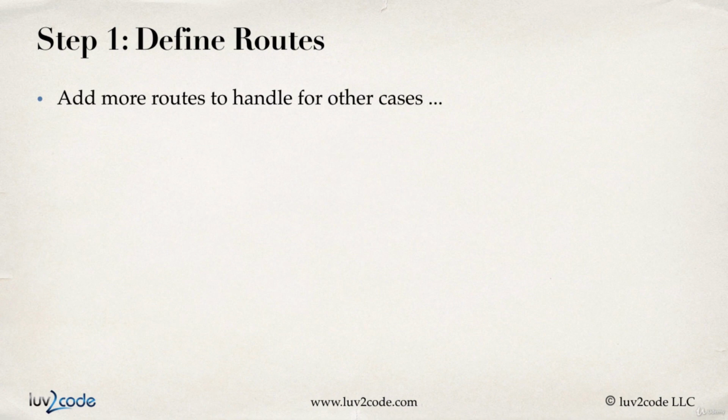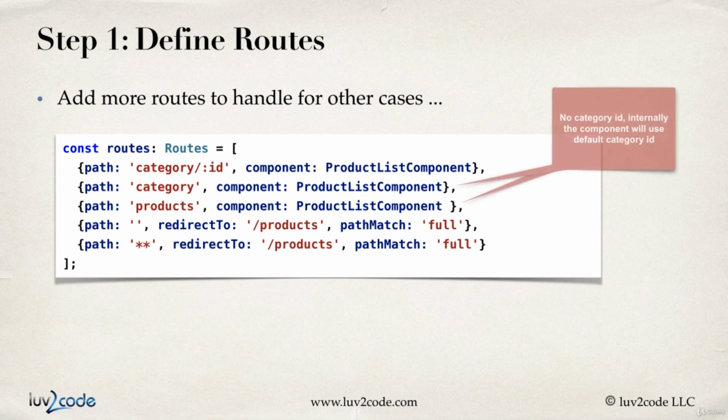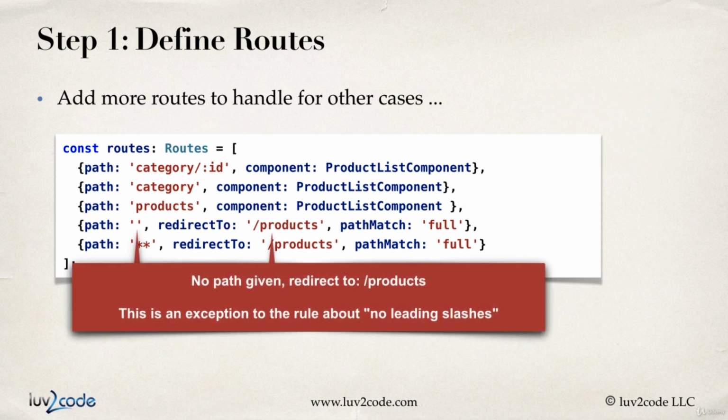And we can also add more routes to handle for other cases. So here's my list of routes. Note here entries number 2 and 3. This is for category products. There's no category ID given, so internally the component will use the default category ID. And I'll show you how to write the code to handle this given scenario. And then also here, I have path, so no path is given.